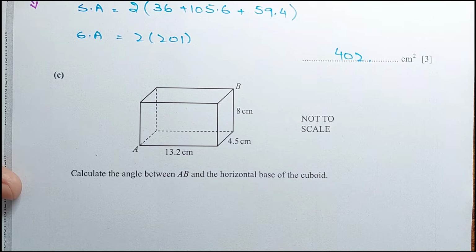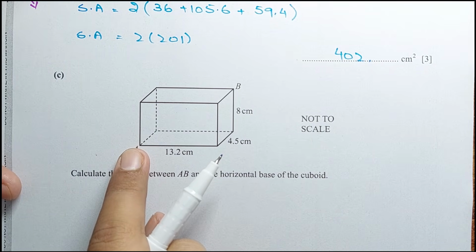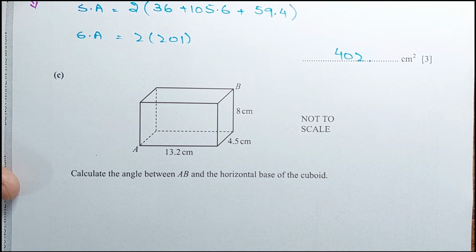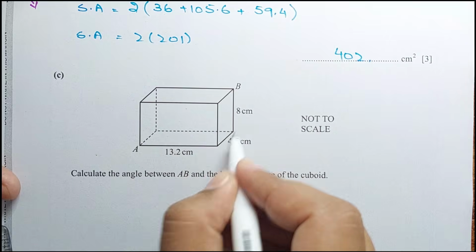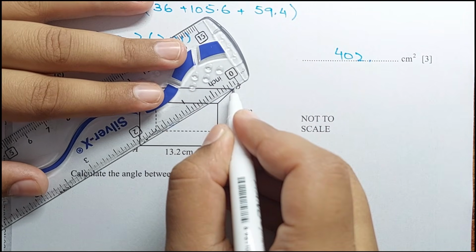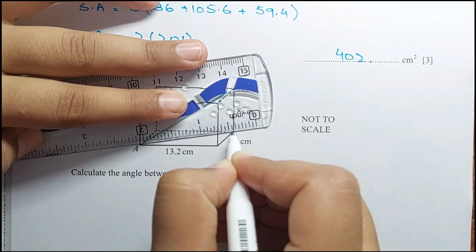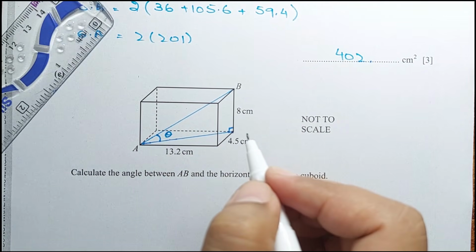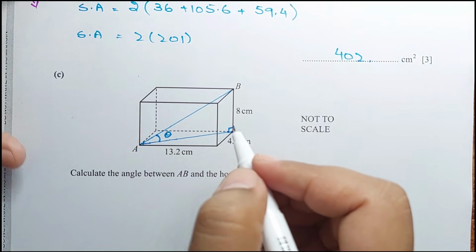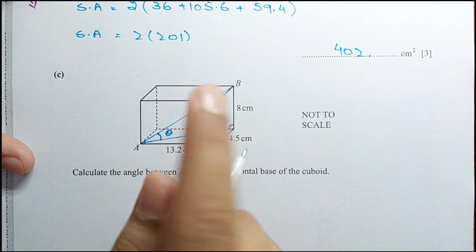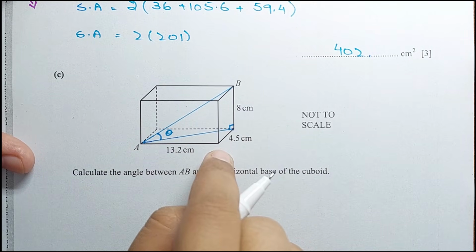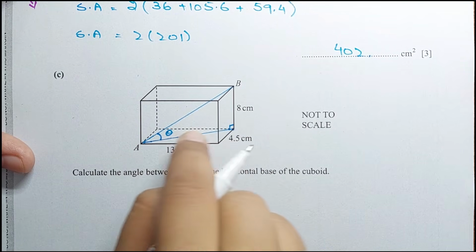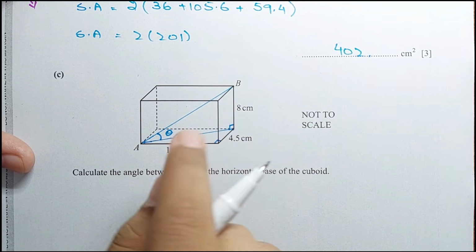Moving to part C, calculate the angle between AB and the horizontal base of the cuboid. The horizontal base, okay, this base and the angle between AB, A to B, and the base, this angle theta we need to measure. You can see the base is the rectangle for the cuboid. So this length is 13.2, this length is 4.5. What is that length? It's a rectangle, so it is a right angle triangle.